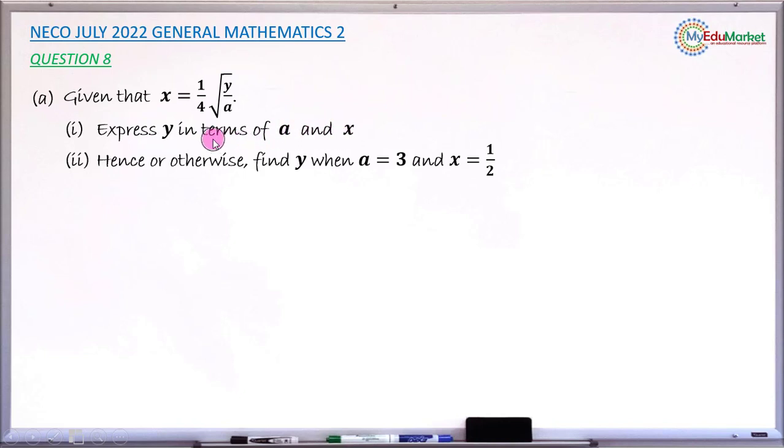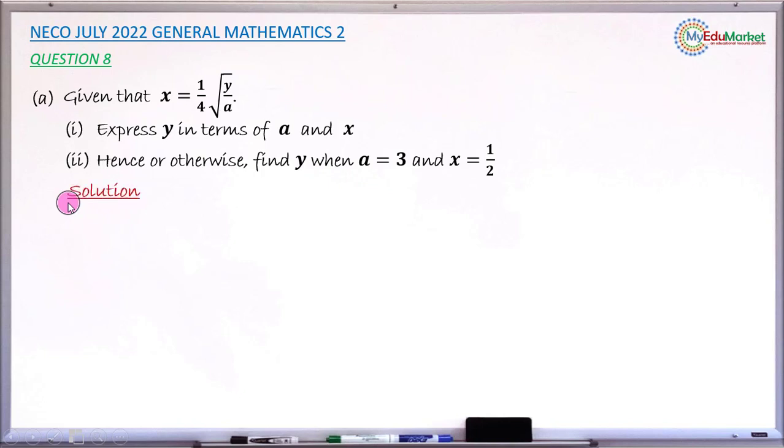This question simply refers to making y the subject of the formula. And Roman 2 says hence or otherwise. That is from what you have in Roman 1, you are to find the value of y when a is 3 and x is 1 over 2. Either you make use of what you have in Roman 1, that is hence, or if there is another way of finding the value of y when a is 3 and x is 1 over 2, just go ahead and find it. So let's attempt to answer this very question together.